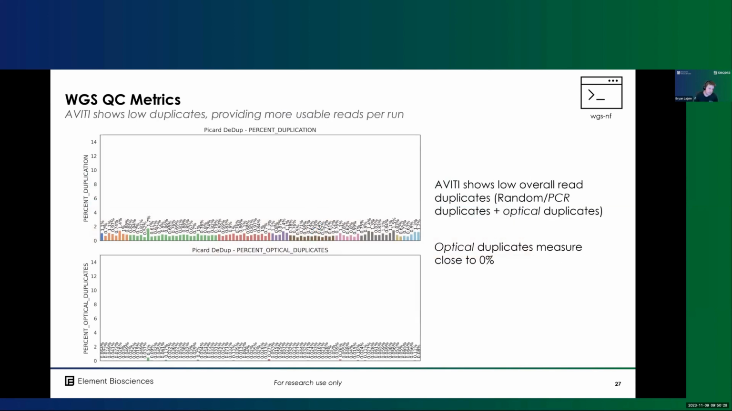And then one more metric too is duplicates. So we've shown before that the duplicates are generally very low on the AVITI platform, maybe compared to other competing instruments. So you can see here the total duplicate rate is, let's say, less than 1%, or right around 1% for all samples. And all that really means is that there's going to be more usable data on an AVITI platform than on a different platform that is more prone to having duplicates or optical duplicates.